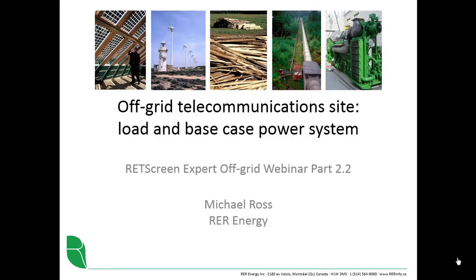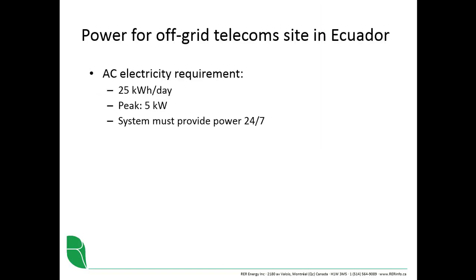Now let's look at specifying the load and base case power system for this off-grid telecommunications site in Ecuador. The AC electricity requirement, as mentioned earlier, is 25 kilowatt hours per day. The peak load is 5 kilowatts. The system must provide power for 24 hours a day, 7 days a week.